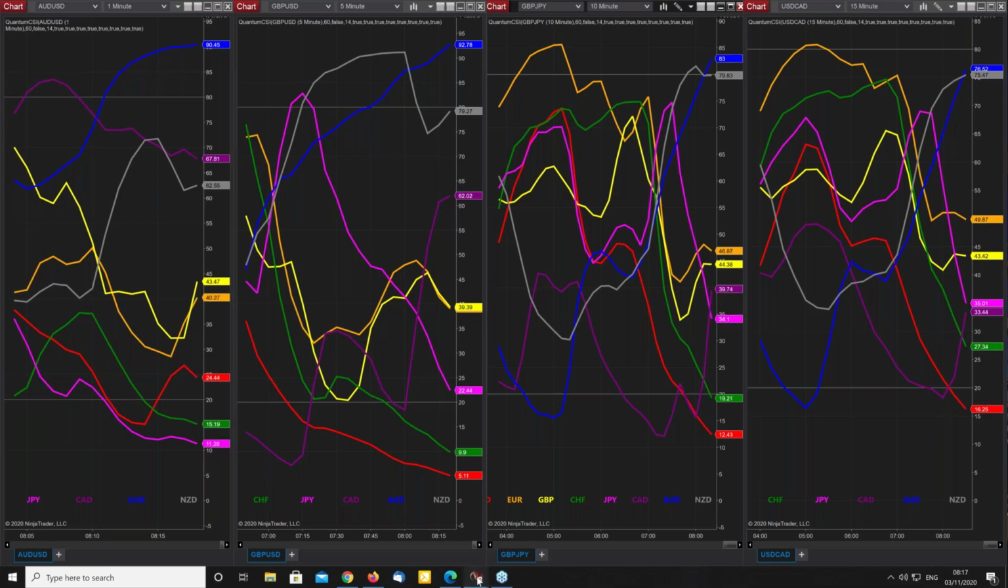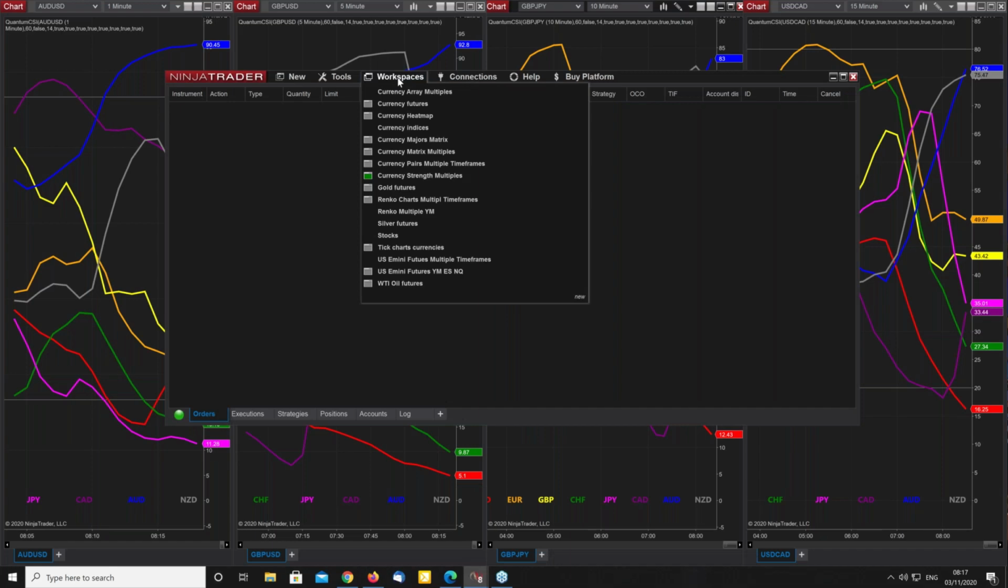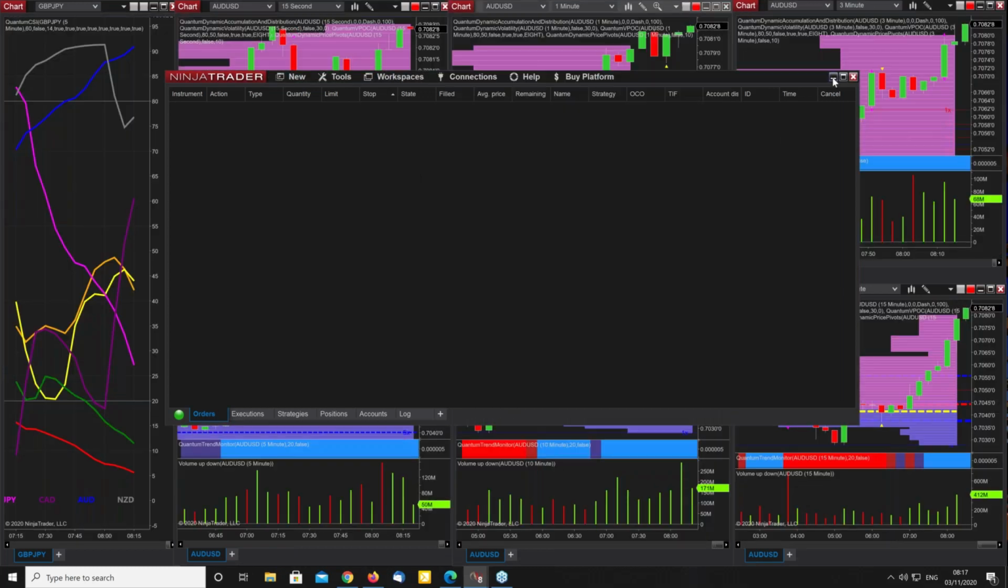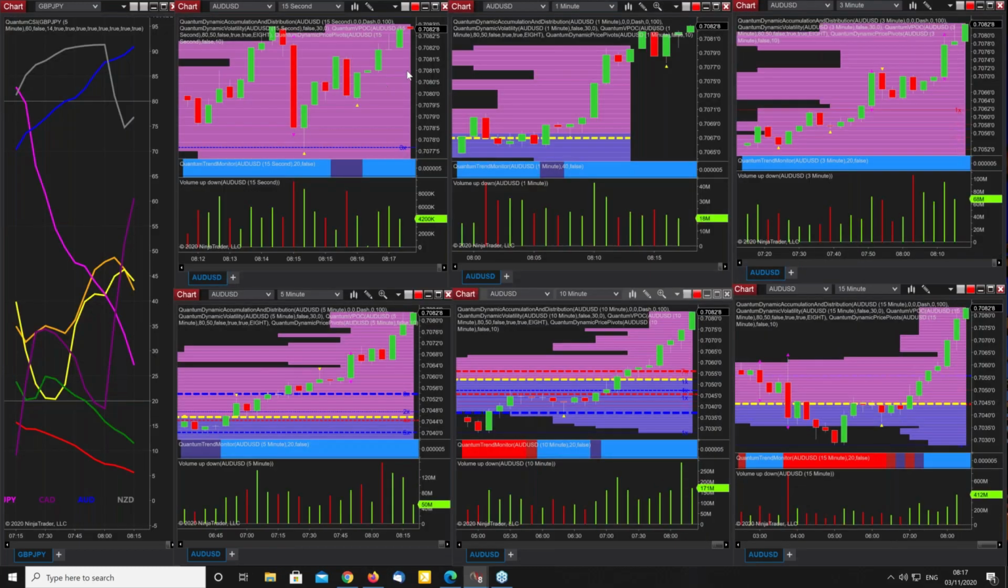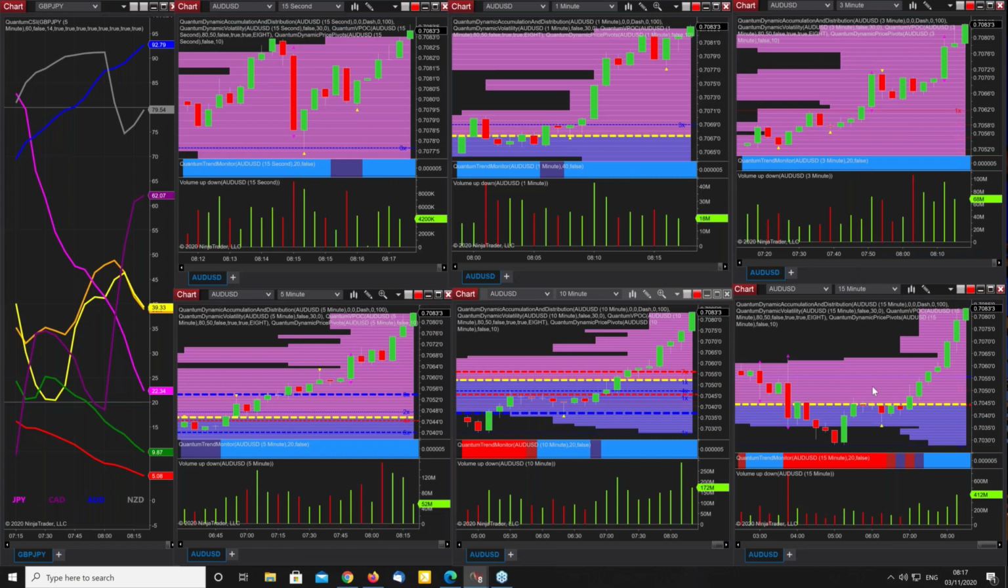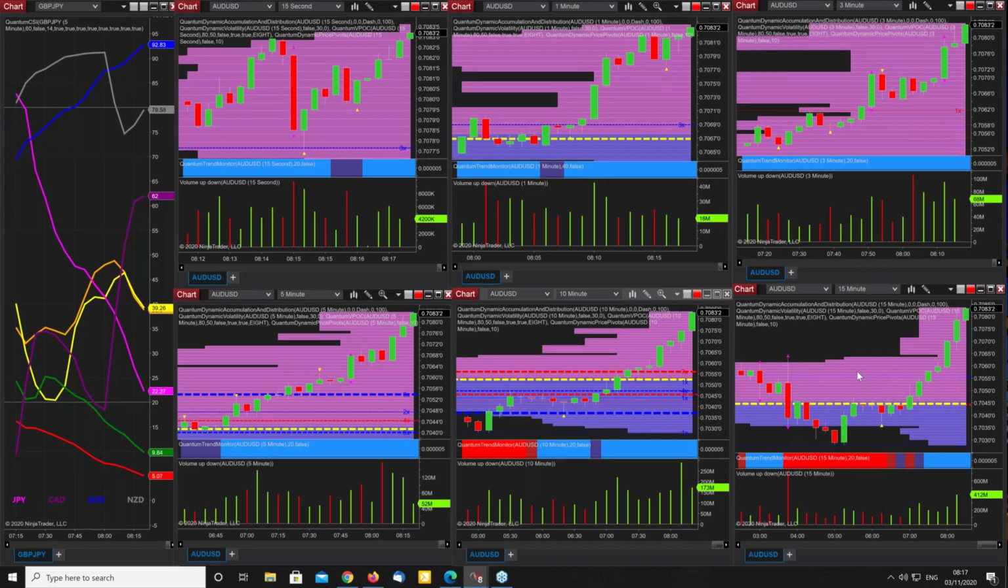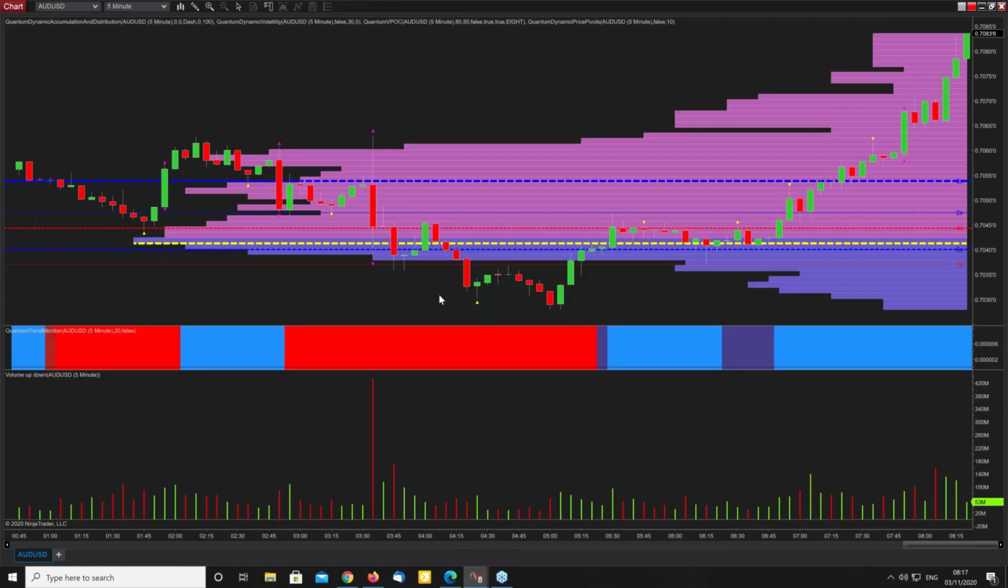So let's just head on over to the various workspaces. Let's start with, this was where the Aussie dollar was. This is on 15-second top left, 1 minute, 3 minute, 5 minute, 10 minute, over onto the 15 minute. You can see how strong that trend's been. It's been developing nicely. We had a bit of a blip at the London Open, just pop that up, which is to be expected. It's what we always expect to see.